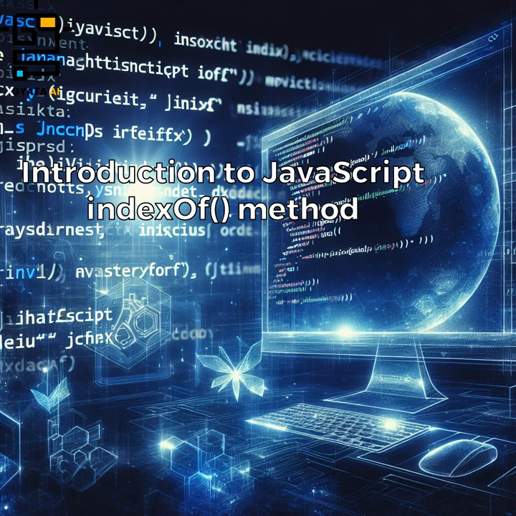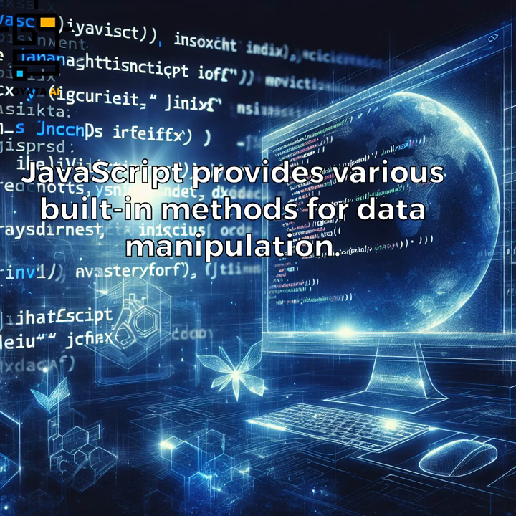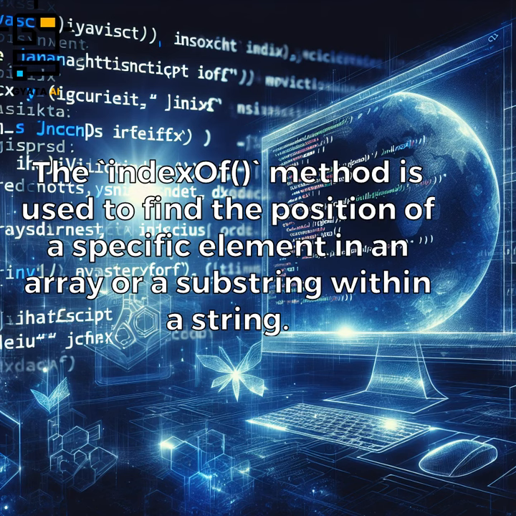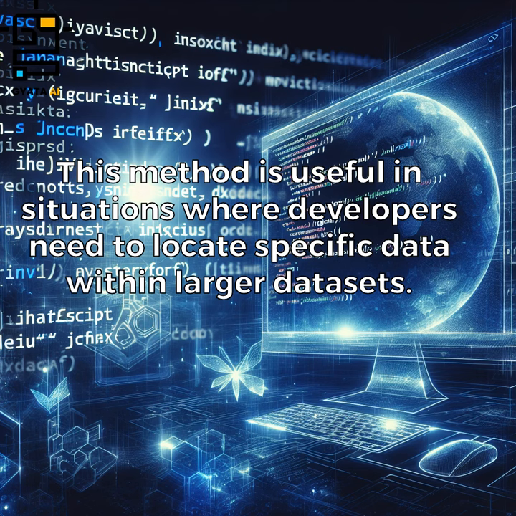Introduction to the JavaScript indexOf method. JavaScript provides various built-in methods for data manipulation. The indexOf method is used to find the position of a specific element in an array or a substring within a string. This method is useful in situations where developers need to locate specific data within larger datasets.